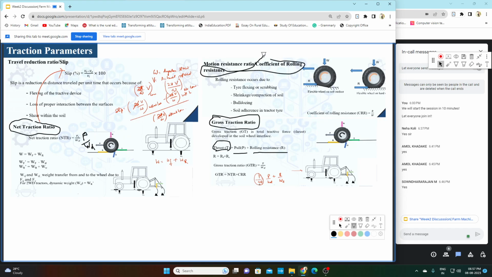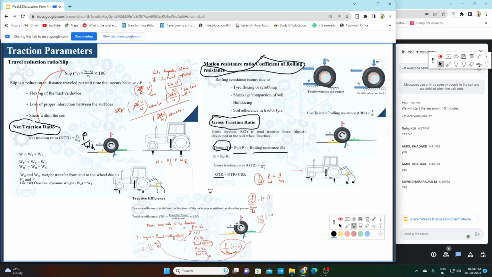Okay, coefficient of rolling resistance. So we can say that the gross traction ratio is equal to your net traction ratio plus the coefficient of rolling resistance. And our last one is tractive efficiency. So what is tractive efficiency? Tractive efficiency is your drawbar power divided by axle power. Drawbar power is the power in pulling your equipment, and axle power is the power that is coming on the axis of your wheel.